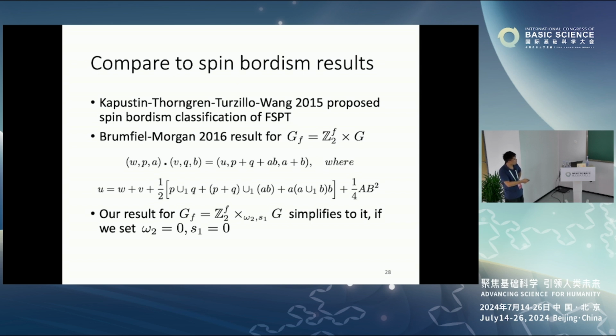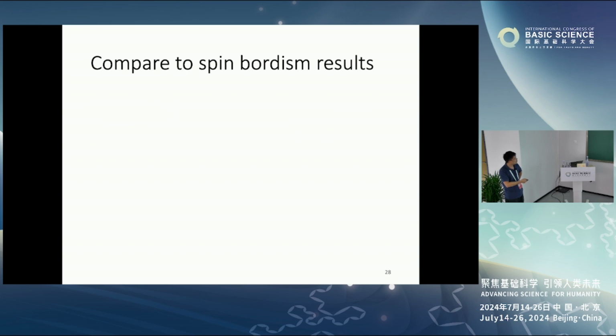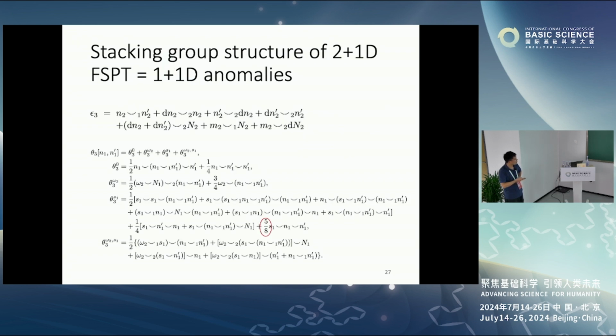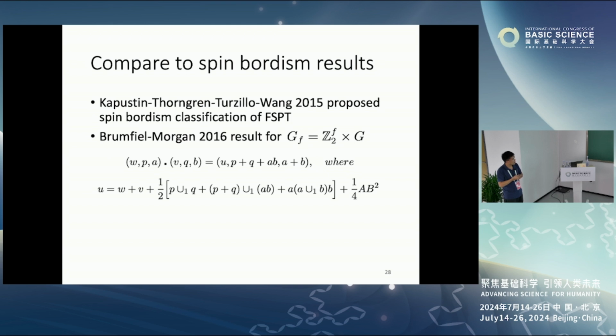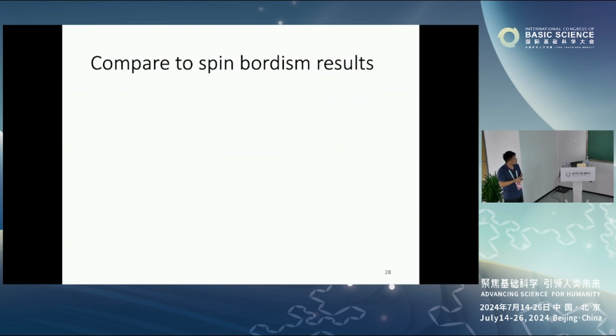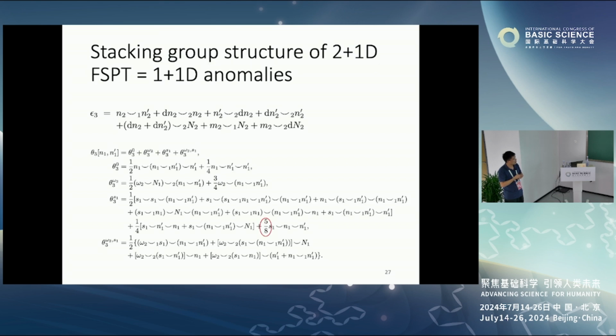So if we set these two to be 0 and all the complicated terms, this theta 3 will have 4 terms. And the first term is just the Johnson-Morgan result. So that term is this one, for example, this 1/4 and AB square. And AB square is our result like this. It's 1/4 and N1 have N1 prime, N1 prime. This is A, this is 2B. Okay, so that's their result.